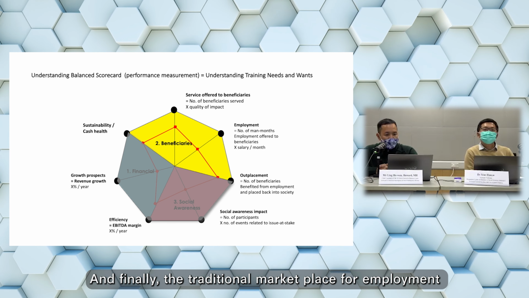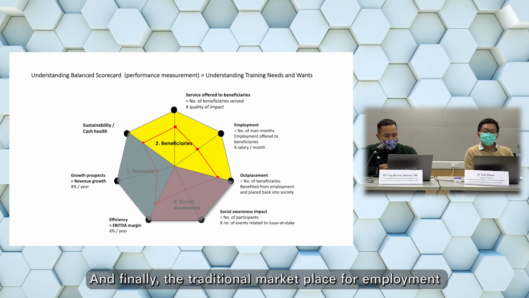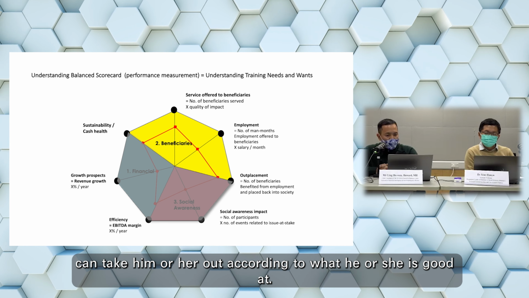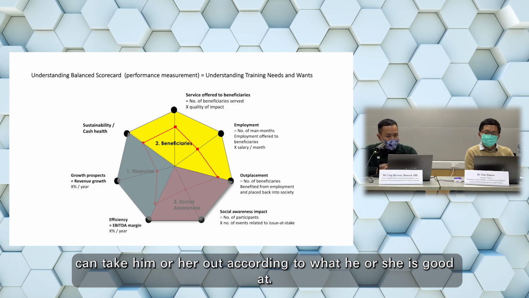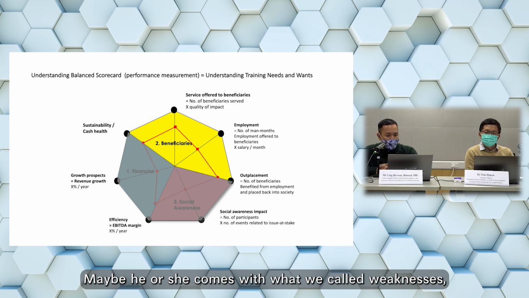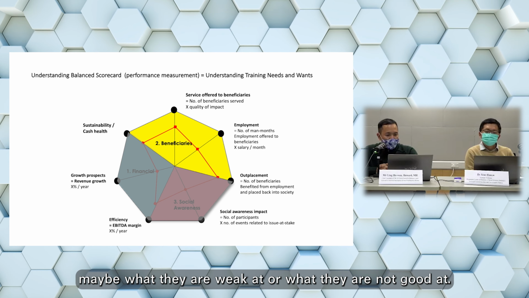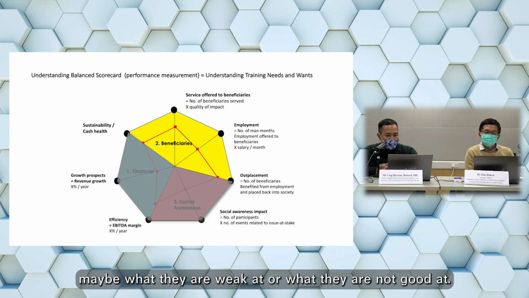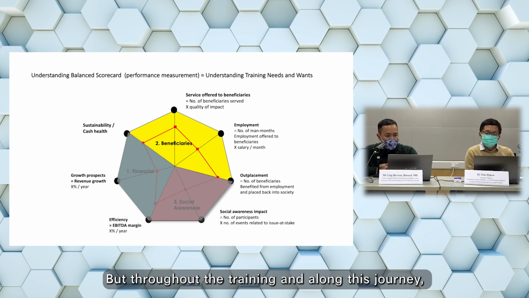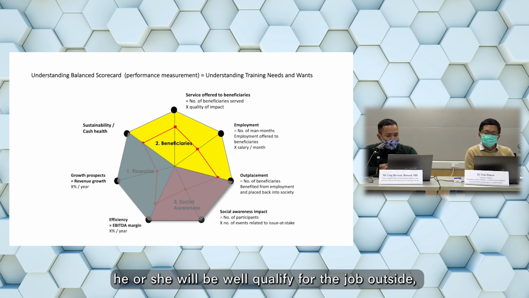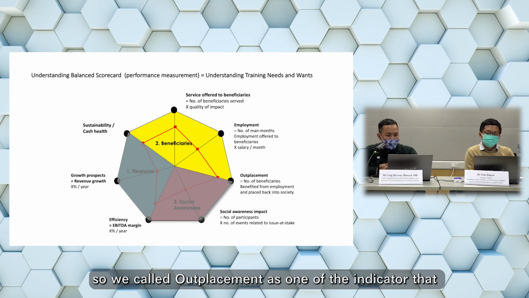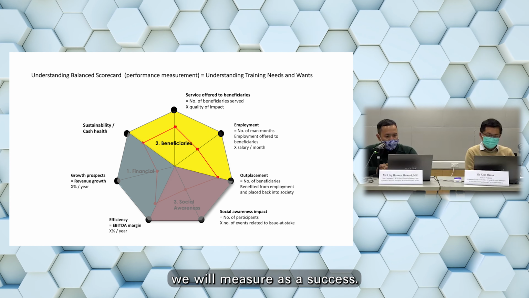And finally, the traditional marketplace for employment can take him or her out according to what he or she is good at. Maybe he or she comes with what we call weaknesses, maybe what they are weak at or what they are not good at. But throughout the training, along this journey, he or she will be well qualified for the job outside. So we call that outplacement one of the indicators that we will measure as a success.